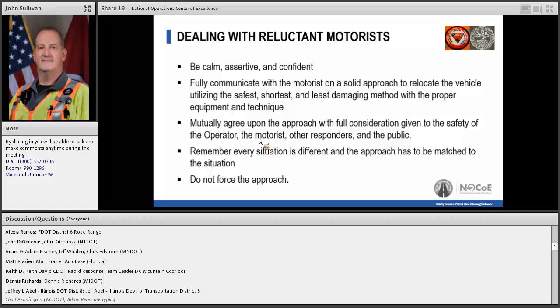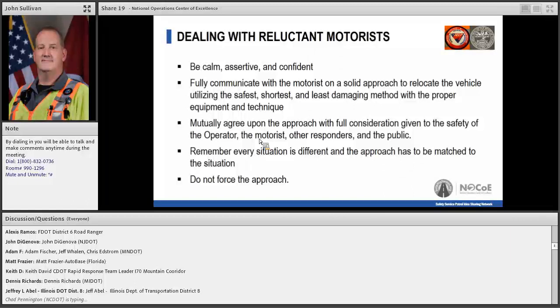Obviously, always fully communicating with the motorists on a solid approach that they agree with as well. Sometimes they don't understand, and as we all know, coming to relocate vehicles, the driver's demeanor is a huge consideration when you're deciding to push, pull, or drag vehicles. We try not to even use the word drag anymore, because we have to watch our vocabulary a little bit. Sometimes that makes them a little more reluctant when you say I'm going to drag your car to the shoulder versus I'm going to relocate your car.